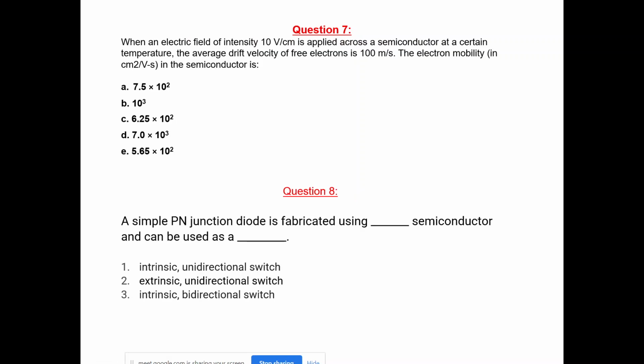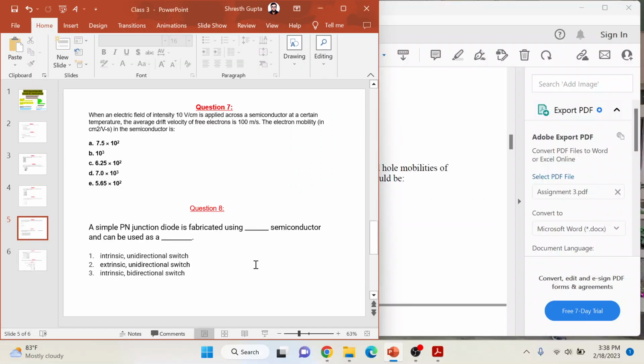The next question is saying, when an electric field of intensity 10 volt per centimeter is applied across a semiconductor at a certain temperature, the average drift velocity of free electron is 100 meter per second. The electron mobility in centimeter square per volt in semiconductor is, the options are 7.5 into 10 to the 2, 10 to the 3, 6.25 into 10 to the 2, 7 into 10 to the 3, 5.65 into 10 to the 2. And you have 3 minutes if you can answer this question, else I'll tell the answer.